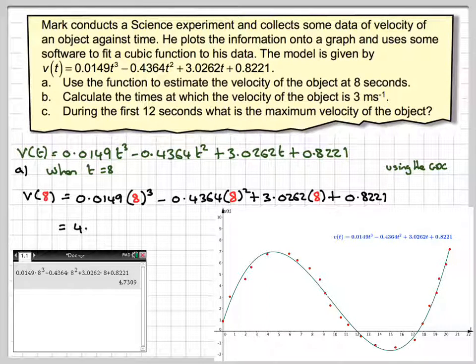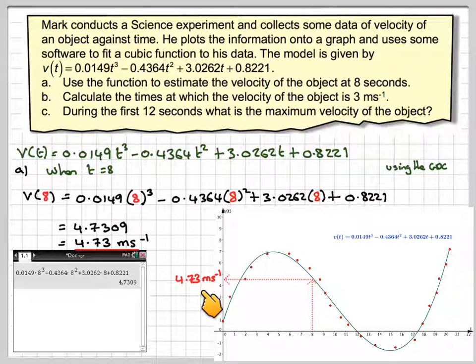Okay, there's a screenshot of what I've done. So it gives me 4.7309, and if I round that off I'm going to get 4.73 meters per second. On the graph I'll go to 8, just to show you up to the model and then across like this, and you'll read off here 4.73 meters per second. If you're doing this as a science experiment, this would be like complicated graph paper.